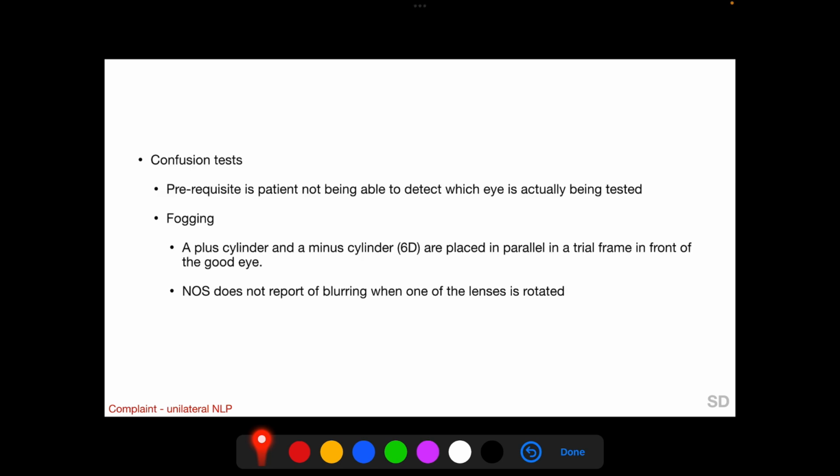Confusion tests can also be done in a situation with unilateral NLP, and a prerequisite for a confusion test is the patient not being able to detect which eye is actually being tested. Confusion tests can be done either by fogging or with a Duochrome chart. In fogging, a plus cylinder and a minus cylinder are placed parallel to each other in front of the good eye only, and when one of the lenses is rotated, an NOS does not report blurring of vision, which should have been so if the bad eye was actually unilateral NLP.